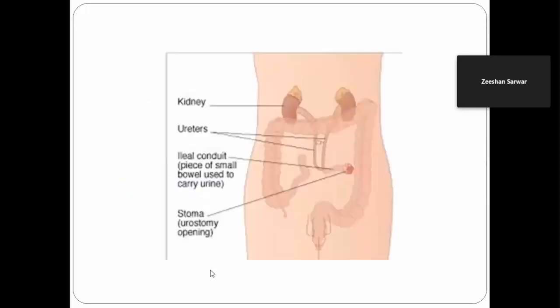And in this picture we can see the ileal conduit, in which the ureters are placed into a small piece of bowel which is used to carry the urine, and the urostomy is made in the abdominal wall, and the urine is collected in a strong bag.